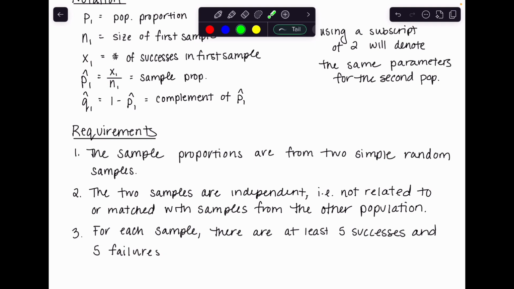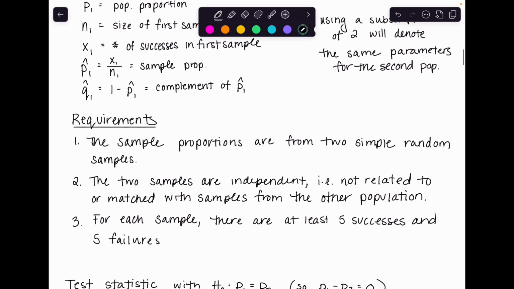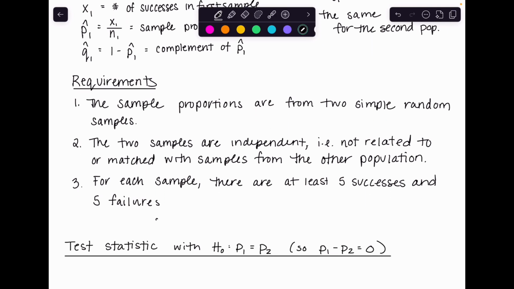And then for the sample, we want there to be at least 5 successes and 5 failures, which is exactly the criteria we had before. The way you find this is by taking the sample size times your sample proportion. This needs to be at least 5. And when you take n times the complement, that needs to be at least 5. This guarantees we can get to that binomial distribution that we want.